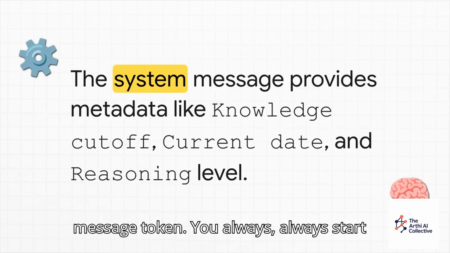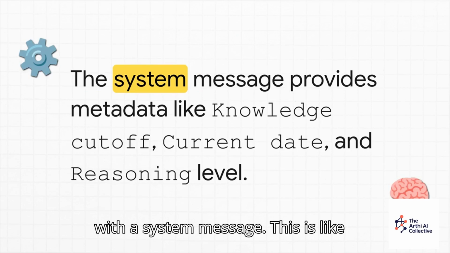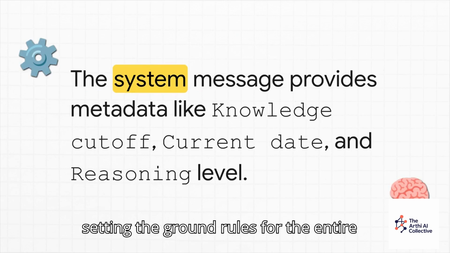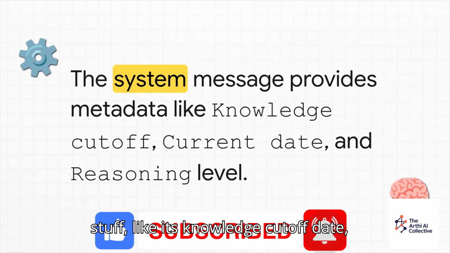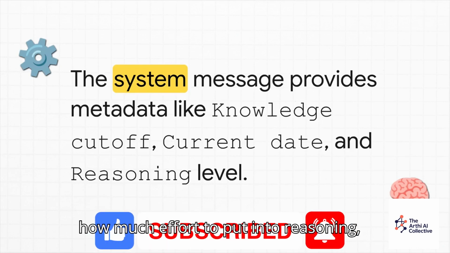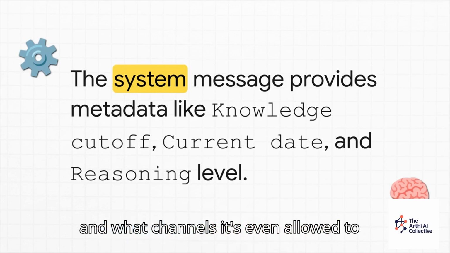You always start with a system message. This is like setting the ground rules for the entire conversation. It tells the model critical stuff like its knowledge cutoff date, how much effort to put into reasoning, and what channels it's even allowed to use.